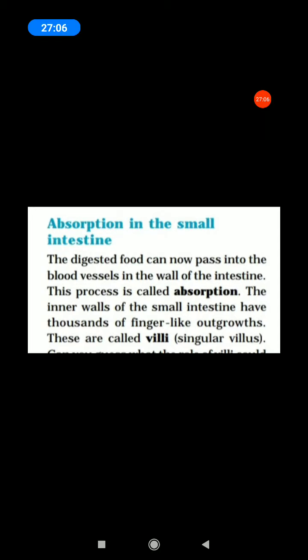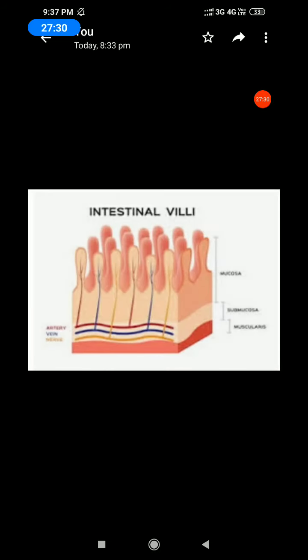The digested food passes into the blood vessels in the wall of the intestine. This process is called absorption. The inner wall of the small intestine has thousands of finger-like outgrowths called villi. That is the intestinal villi. All of you see the diagram. The finger-like projections called villi are on the surface of the small intestine.